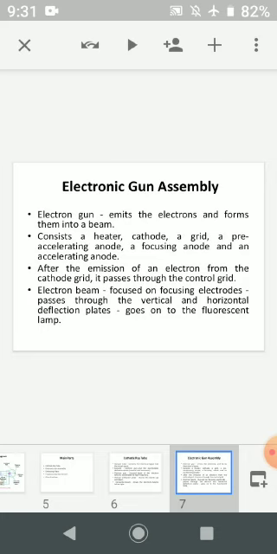After the emission of an electron from the cathode, it passes through the control grid. The control grid is usually a nickel cylinder located coaxially with the CRT axis. It controls the intensity of the emitted electrons from the cathode. The electron, while passing through the control grid, is accelerated by a high positive potential which is applied to the pre-accelerating or accelerating anode. The electron beam is focused by the focusing electrodes and then passes through the vertical and horizontal deflection plates, and then it goes on to the fluorescent screen.